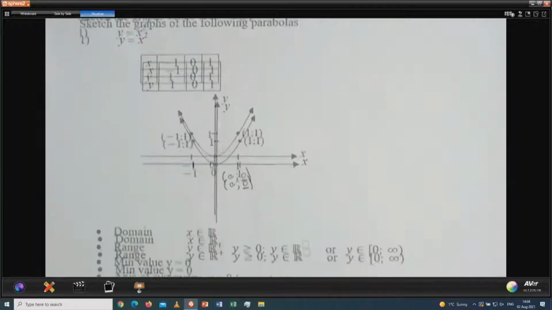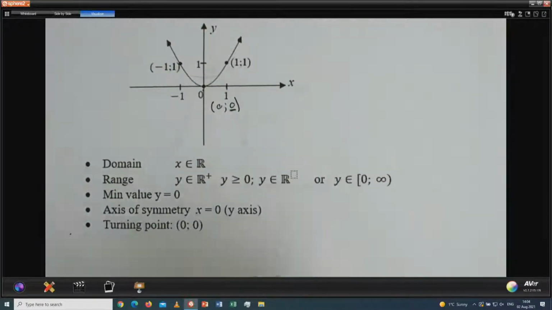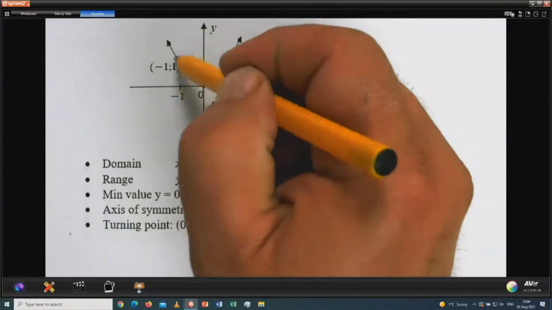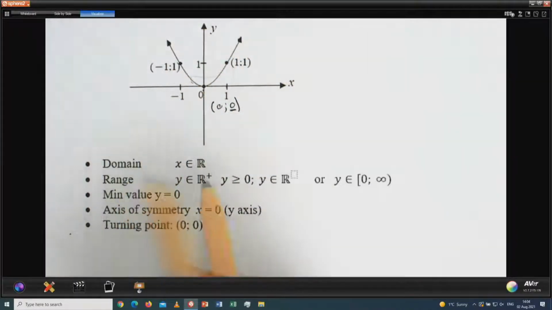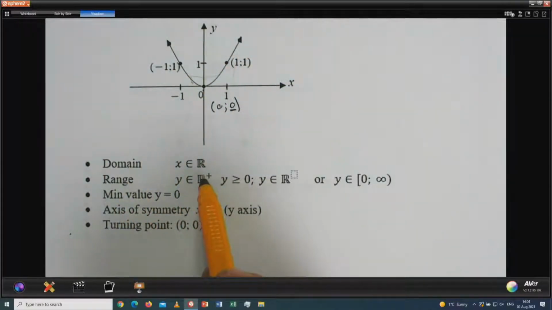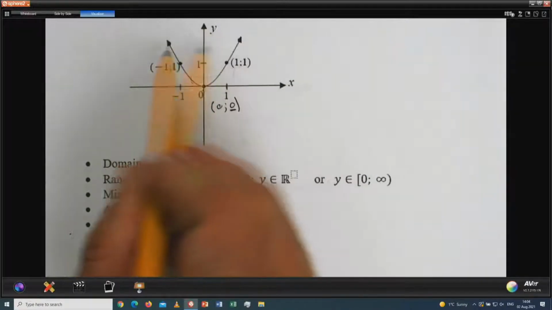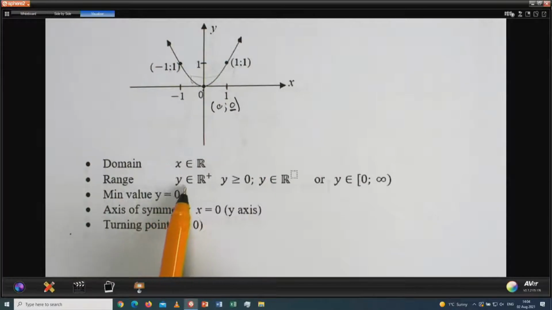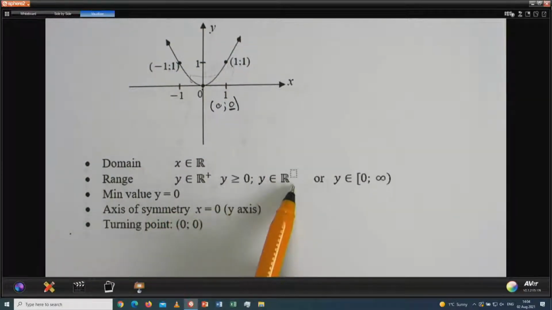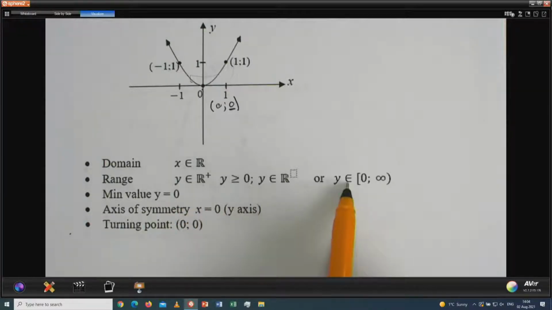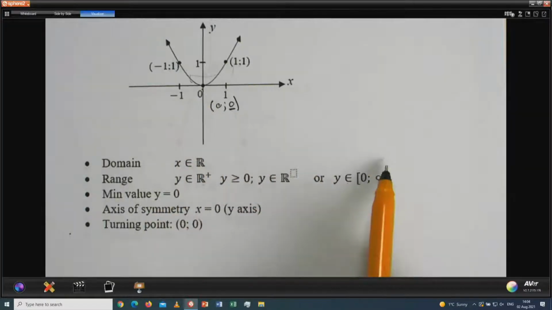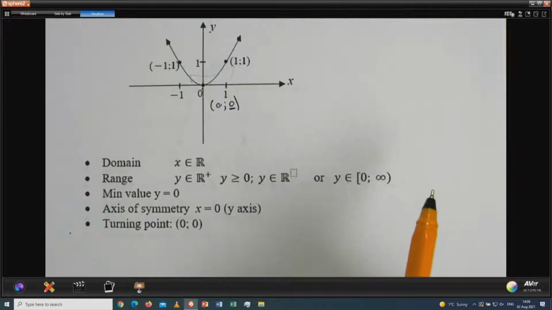Now if we look at the graph, what is the domain here? All x values will hit the graph. So the domain is x an element of real. What is your range? All y values greater than or equal to 0 will hit the graph. So in this case, y is greater than or equal to 0, y an element of real, or y an element of positive real numbers, or y is an element of [0, infinity). Square bracket on 0 because 0 is included, and always round brackets on infinity and negative infinity.